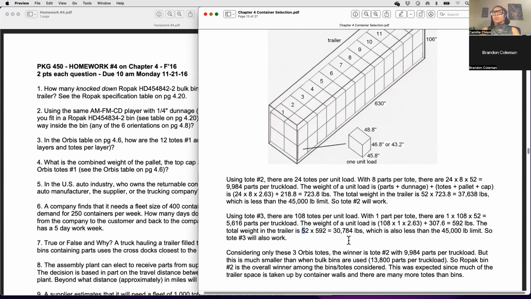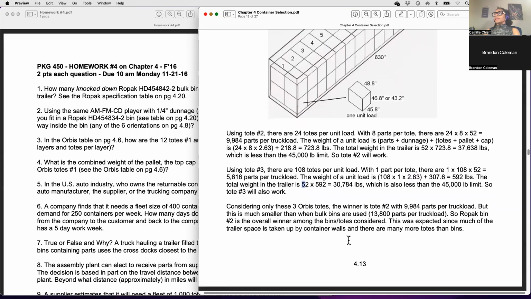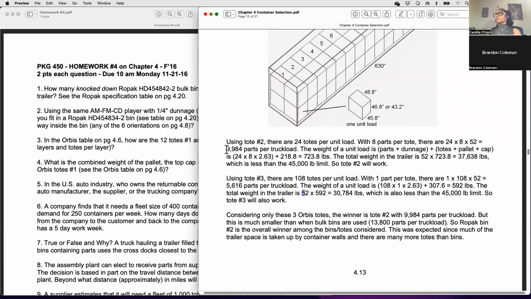So again, you're well under the weight limit. Okay, so if you're just looking at those totes, you can see you're really going towards number 2, because you're getting more per trailer. It's going to weigh 37,000 pounds versus 30,000 pounds, but you're going to get 9,000 parts per truckload versus 5,600 per truckload. So here you're getting almost 10,000 radios per truck.